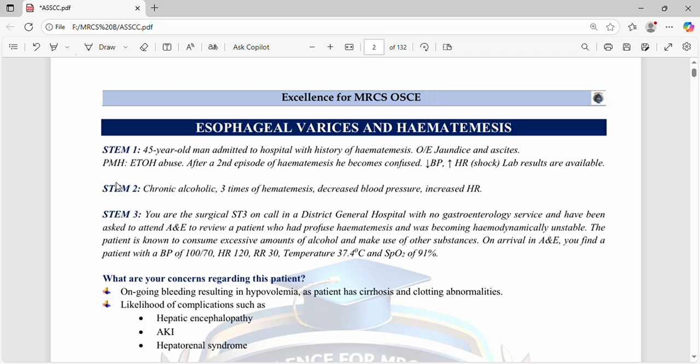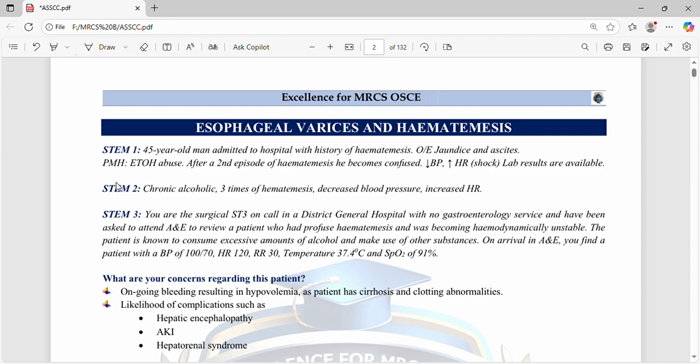So we are going to discuss the critical case: esophageal varices and hematemesis. A 45-year-old man admitted to hospital with a history of hematemesis. On examination, jaundice and ascites, past medical history of alcohol abuse. After a second episode of hematemesis he becomes confused, with decreased BP, increased heart rate, shock. Lab results are available. Chronic alcoholic, 3 episodes of hematemesis, decreased blood pressure and increased heart rate.